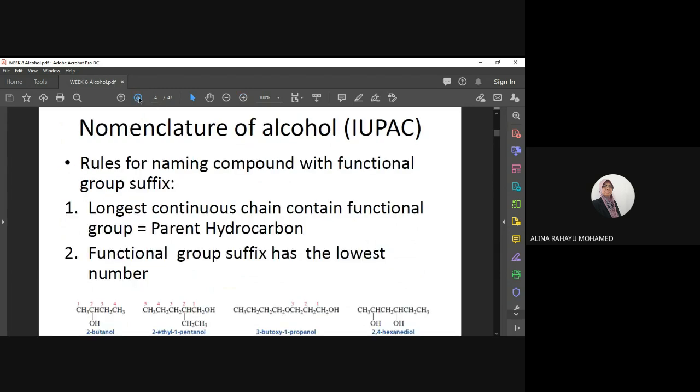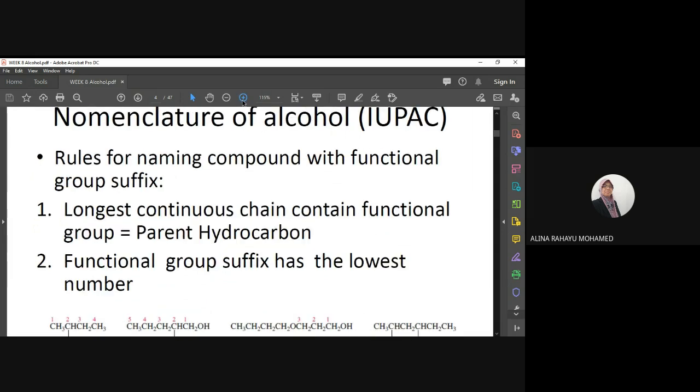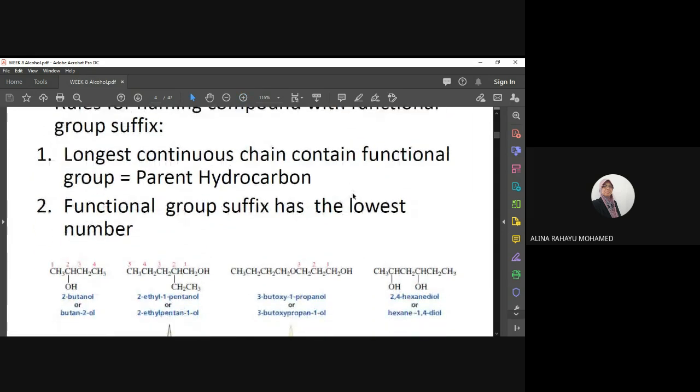Rules for naming compounds with a functional group suffix. The first rule is that the longest continuous chain containing the functional group is called the parent hydrocarbon. And the second rule is that the functional group suffix has the lowest number. What does it mean here? Let's look at an example, the one on the right-hand side first.